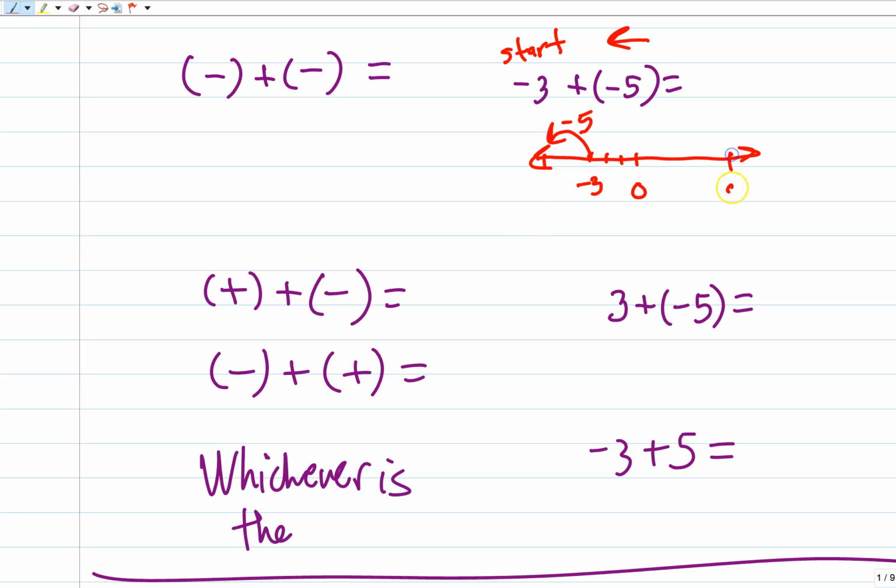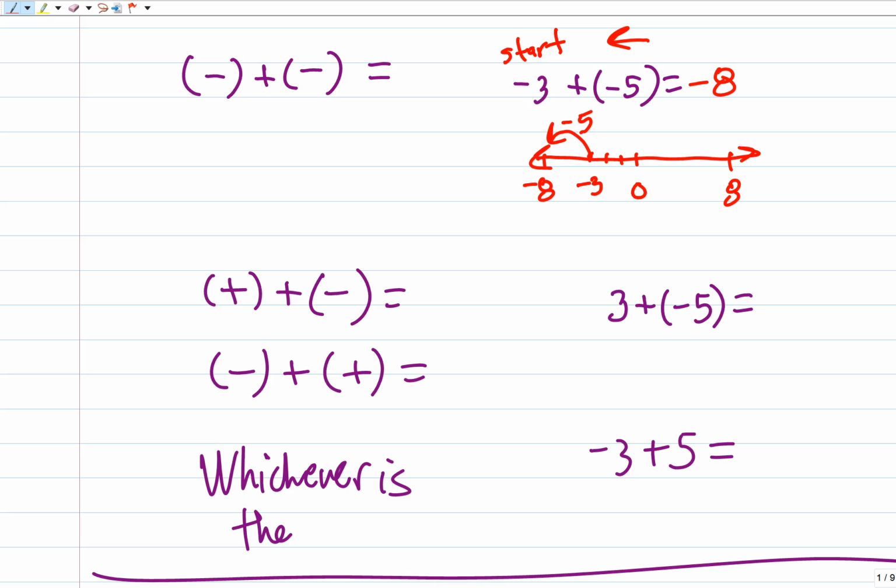See, positive 8's way over here. That makes no sense, right? People are like, I don't know. And if you're thinking it became positive, you're thinking about the rules of multiplying. And once again, I know there are rules for this, but these rules should make sense and not be magic tricks. Okay? So if I start at negative 3 and I go 5 to the left, I end up at negative 8. That's a perfectly fine way.